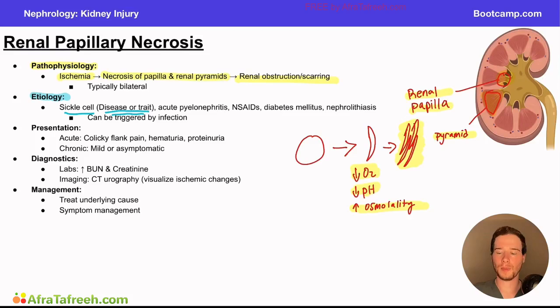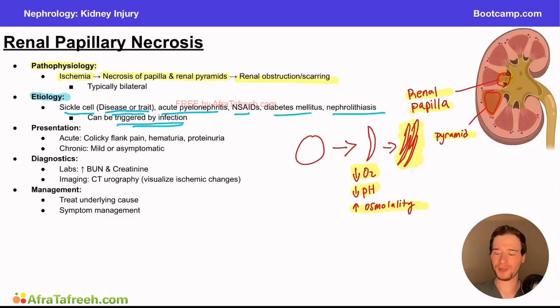The other ones I want you to keep in mind include acute pyelonephritis, NSAIDs, diabetes, and nephrolithiasis. There are some other things that can cause it, such as this can be triggered by an infection, but the ones on the first line are really the ones that they're more likely to test you on. And just to walk through these briefly, pyelonephritis is essentially an infection that has made its way from the bladder itself up the ureters into the kidney. So if an infection ascends this high into the kidneys, this can actually lead to renal papillary necrosis as well.